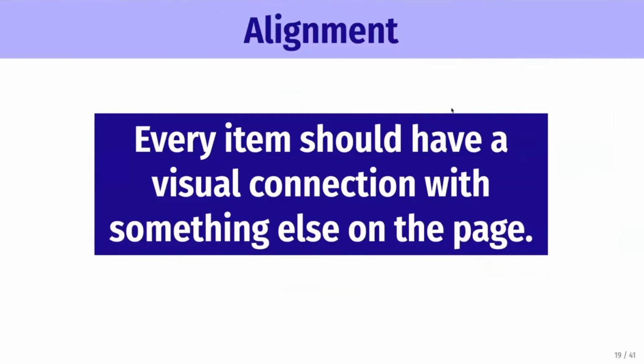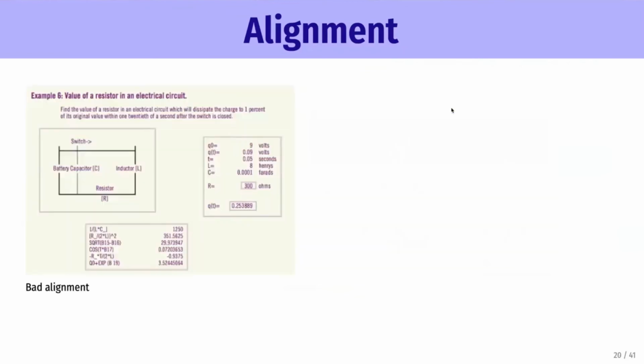Alignment. This principle just says that everything needs to be connected to something else on the page. You can't really have anything just floating around not aligned with something else. So a good example of that is this picture here. This looks nice, I guess. It has contrast, like that's bold and that's light. Yay, typographic contrast.